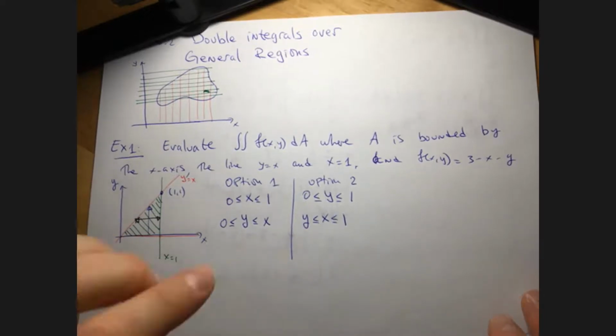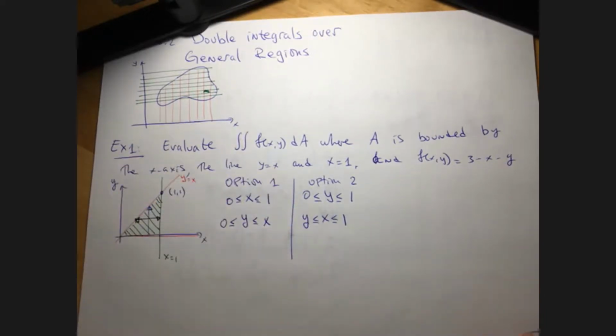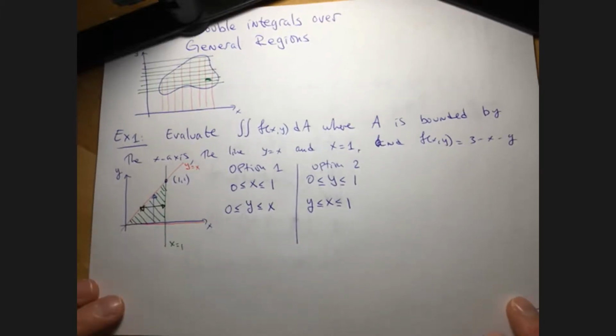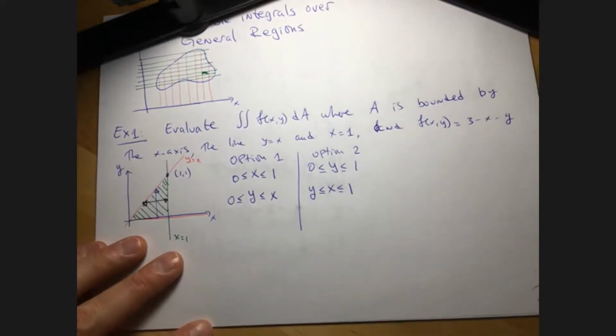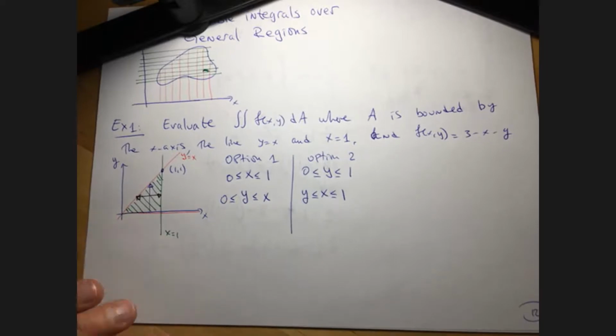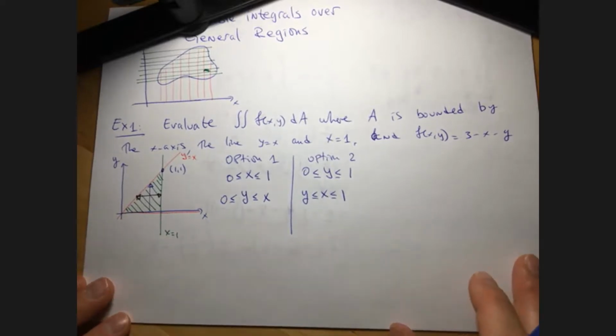And by Fubini's theorem, I know that whatever option I choose, the answer has to be the same. The question is, what is the easier option? Nobody is going to ask you to choose the easier option, but of course, in order to save time, it's better for you to choose wisely, okay?